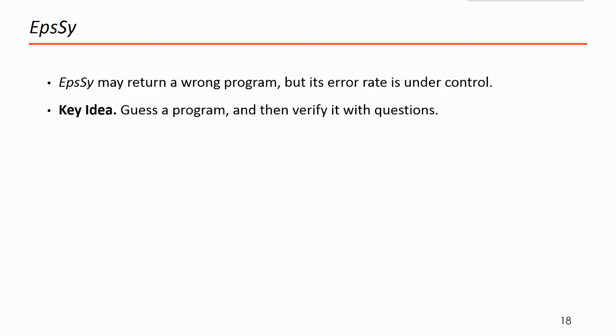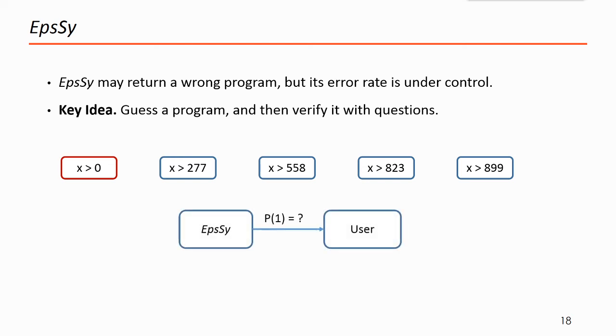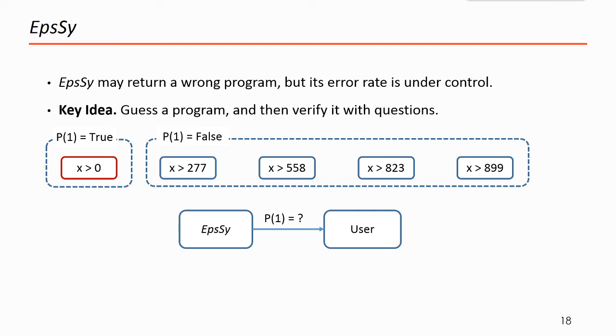For example, suppose now we have those 5 samples. x greater than 0 is a guessed program, and EpsSy asks a question on P1. This question distinguishes our hypothesis x greater than 0 from the other 4 samples. Since the samples represent the general property of the whole program space, if x greater than 0 is incorrect, with high probability, it will differ from the target program on this question. As a result, it will be excluded in this round with a high probability.